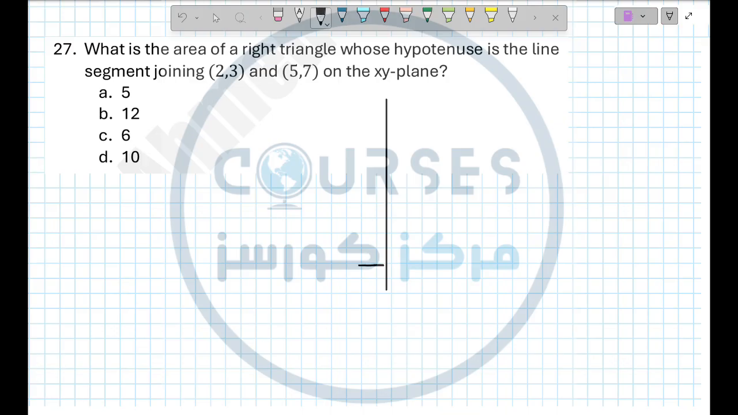Here is, let's say, our x-axis. Here is our y-axis. So in here, do 1, 2, 3, 4, 5, 6, and 7. Don't need any more. 1, 2, 3, 4, 5, 6, and 7. Okay, so the first point is 2 and 3, it's going to be here. The second point is 5 and 7, it's going to be here.